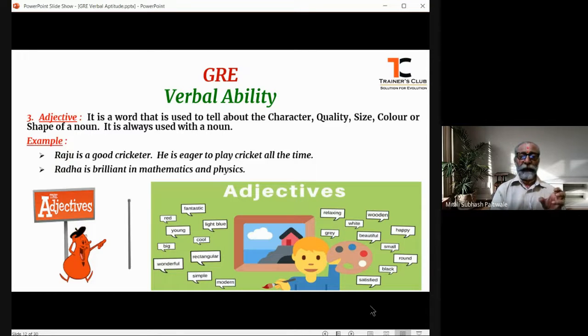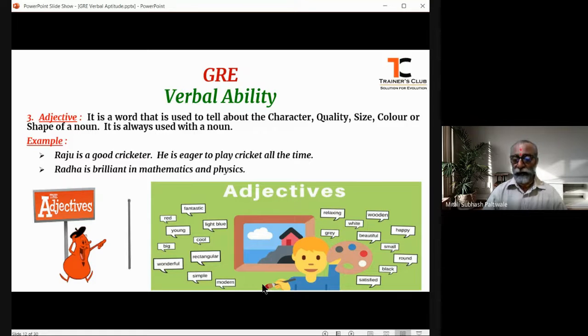So here I have given you a few adjectives which you can visualize and see: key, fantastic, red, young, big, wonderful, single, modern, etc. All these are a few adjectives that you can come across in the day-to-day talk that we make with each other. At the same time, I have given you a few examples here. Raju is a good cricketer.